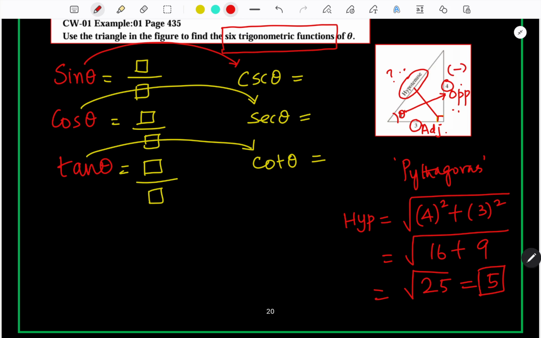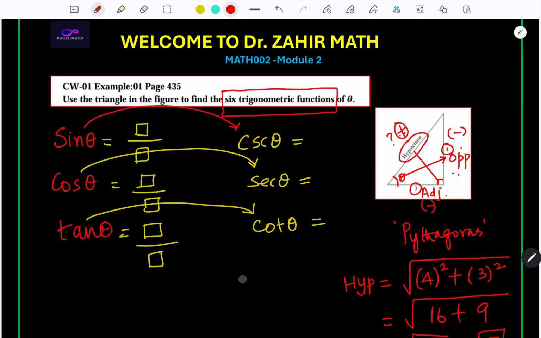Suppose you want this side, the biggest side square minus this side square. These two sides, the formula will get minus. But here you will get plus. Keep in your mind, when the situation comes, I'll tell you. Okay, now let's go to the solution.